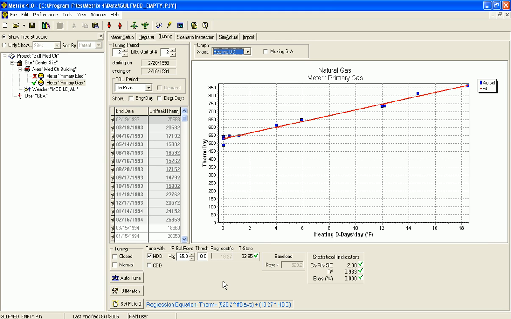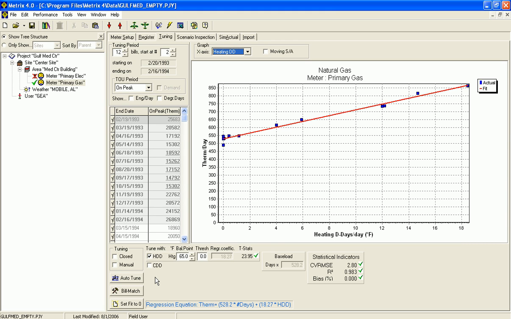We can tune all of our meters manually, or we could have Metrix tune them for us. Using the auto-tune feature, we can have Metrix find the regression equation which gives us the best statistical indicators for a given tuning period. Let's auto-tune our primary gas meter.